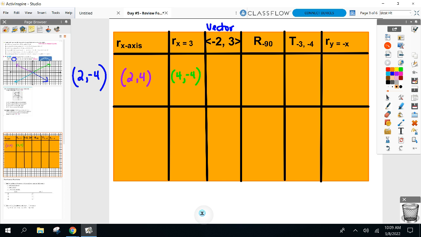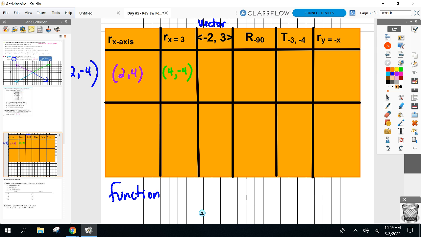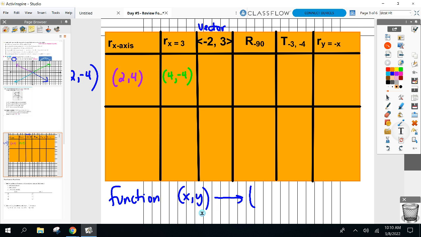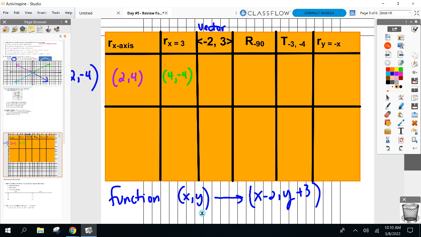Vector notation, and then there's another notation which is function notation. If I wrote this one right here in function notation, it'd look like this. X comma Y, gotta have that. Arrow, what am I doing with the X? -2, so x - 2. What am I doing with the Y? Add 3. So this is function notation up here and vector notation up there. I am going to ask you to leave it in both forms tomorrow. So make sure we know how to write it.